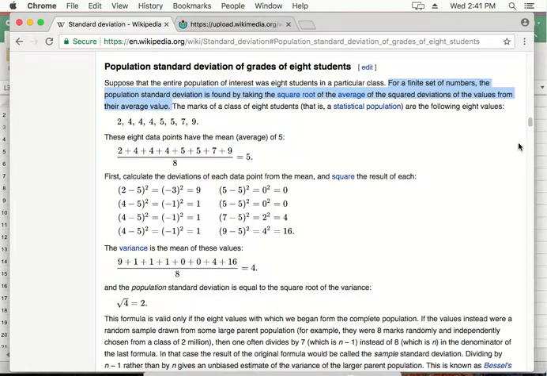So it says, for a finite set of numbers, which we obviously have, we have 20 readings or 19 readings, the population standard deviation is found by taking the square root of the average of the squared deviations of the values from their average value. So that sounds like a mental Mobius strip.